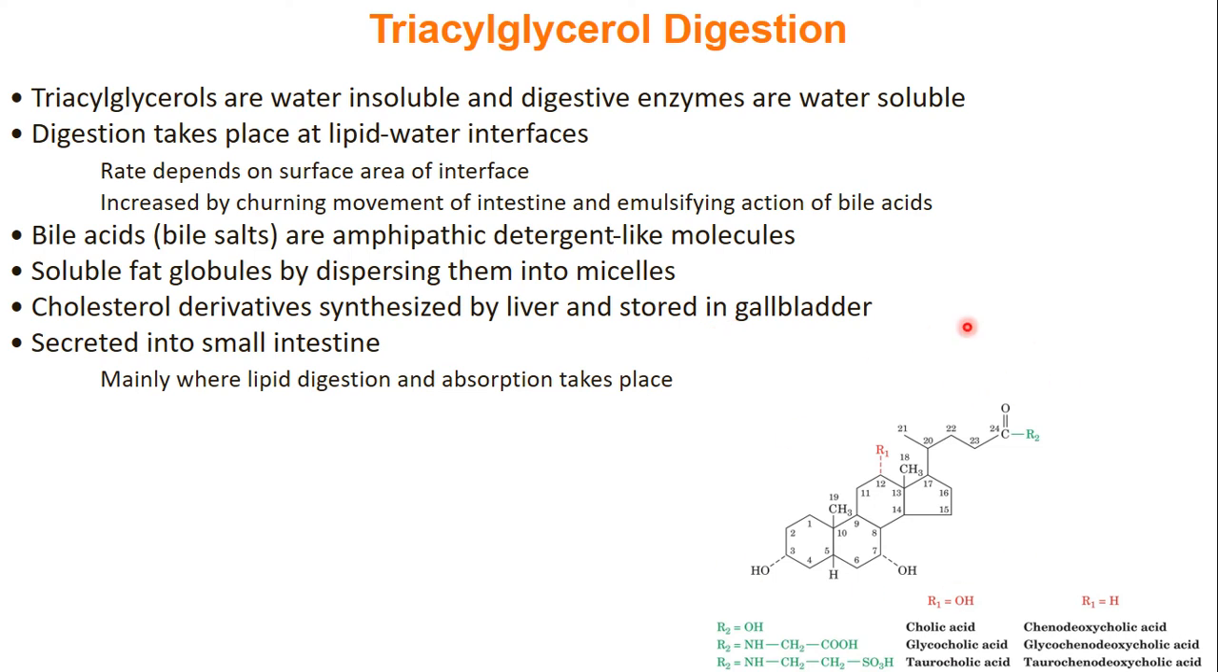So this is their basic shape. Based on what you have at the R1 and R2 positions, you get different names. Now, once you eat fats and you want to digest them, from the gallbladder, bile will be secreted into the small intestine. And this is where the majority of your lipid digestion and absorption takes place.